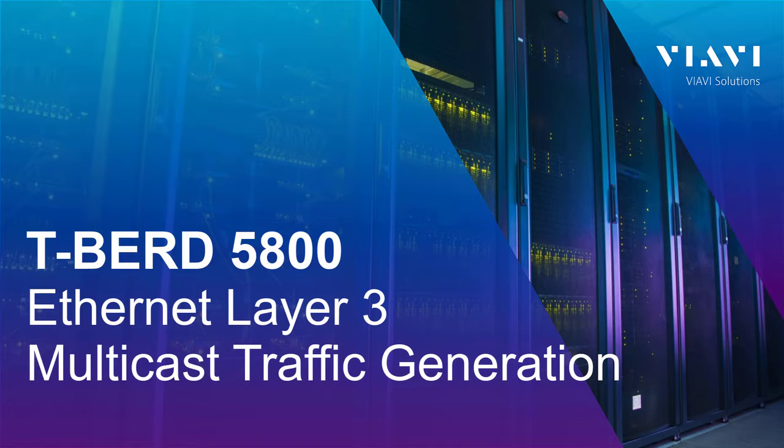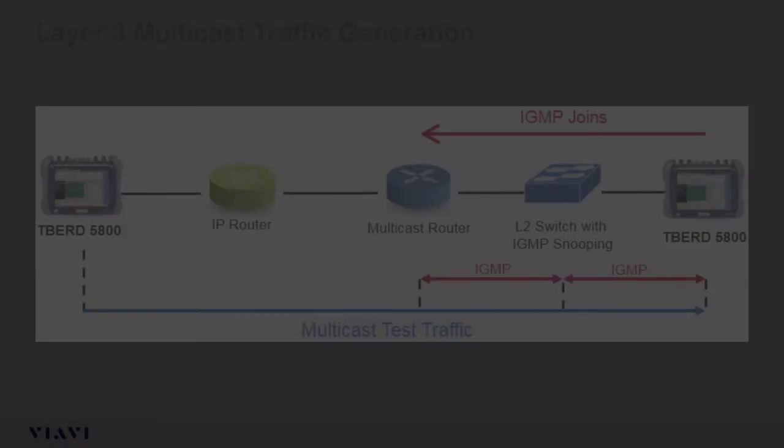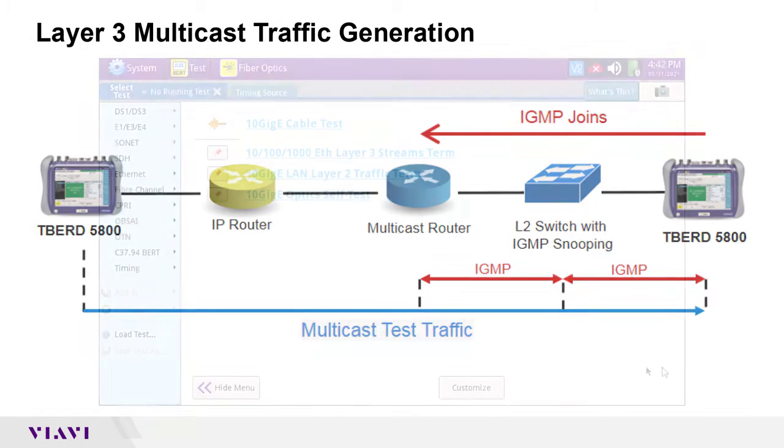In this video, I will demonstrate how to use the T-BERD 5800 instrument to generate Layer 3 multicast traffic. Multicast traffic analysis and use of the IGMP protocol on the T-BERD 5800 is covered in a separate video. Layer 3 multicast traffic generation is supported with T-BERD 5800 Layer 3 and Layer 4 traffic and multi-stream terminate applications on any interface supported on that instrument, i.e. 10/100/1000 electrical, 1 gig optical, 10 gig optical, and so on.